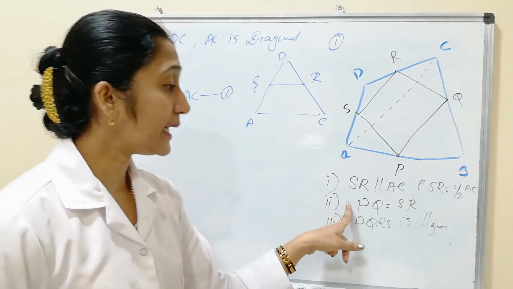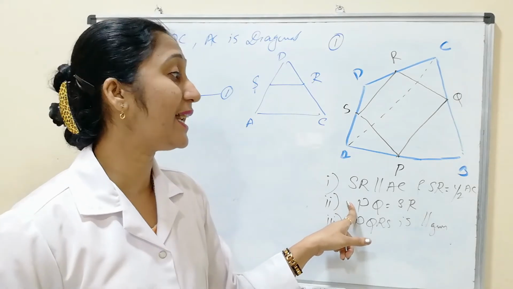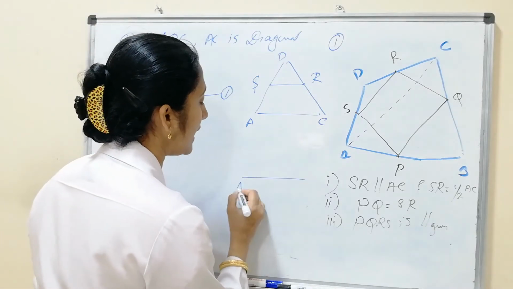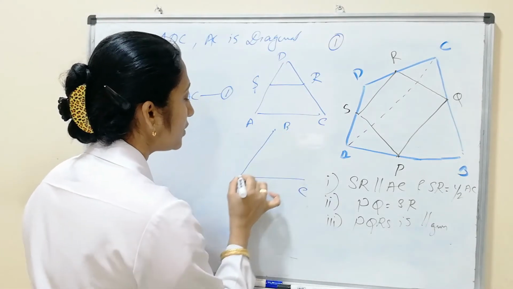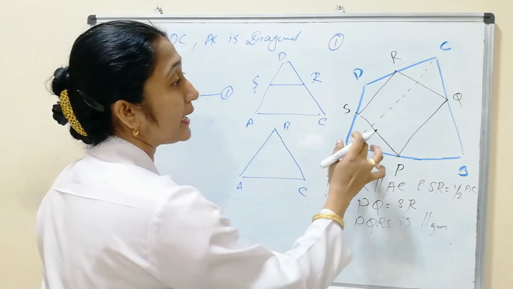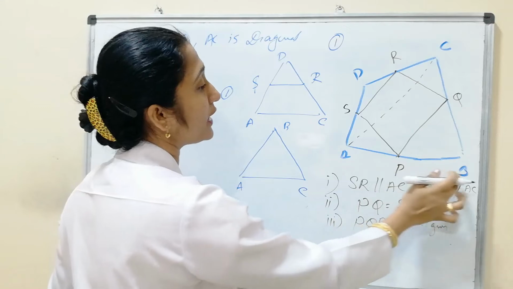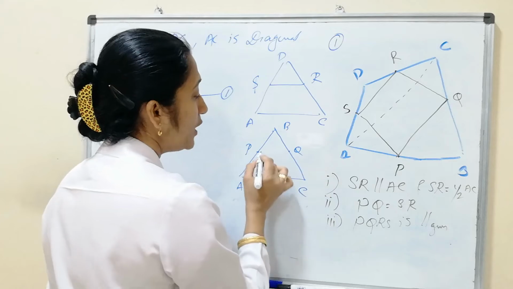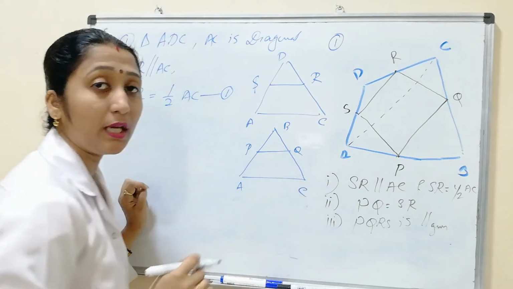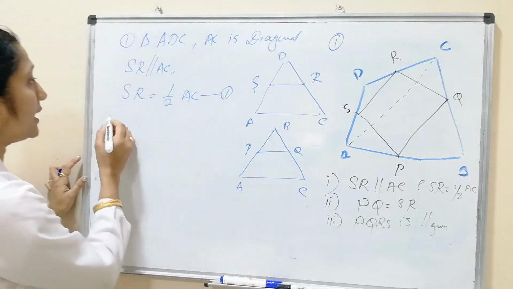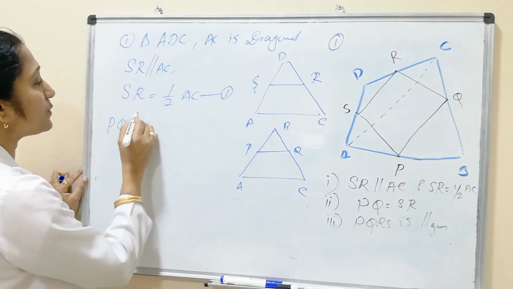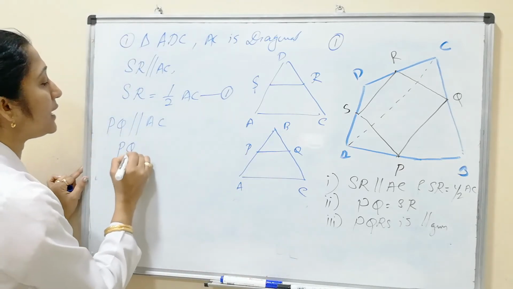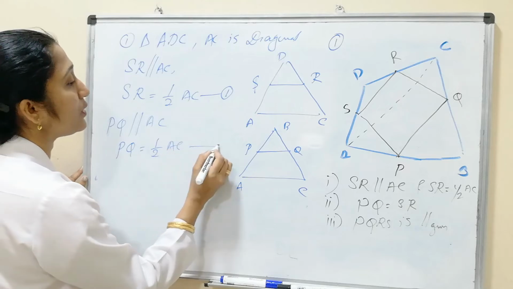Next, for PQ equal to SR, we take the triangle ACB. This is AC, this is B. So this is triangle ACB. AC is the base, P is the midpoint of AB, and Q is the midpoint of BC. So the line joining the midpoints, PQ, is parallel to AC, and also it is half of it. So PQ is equal to half of AC. That is equation number 2.